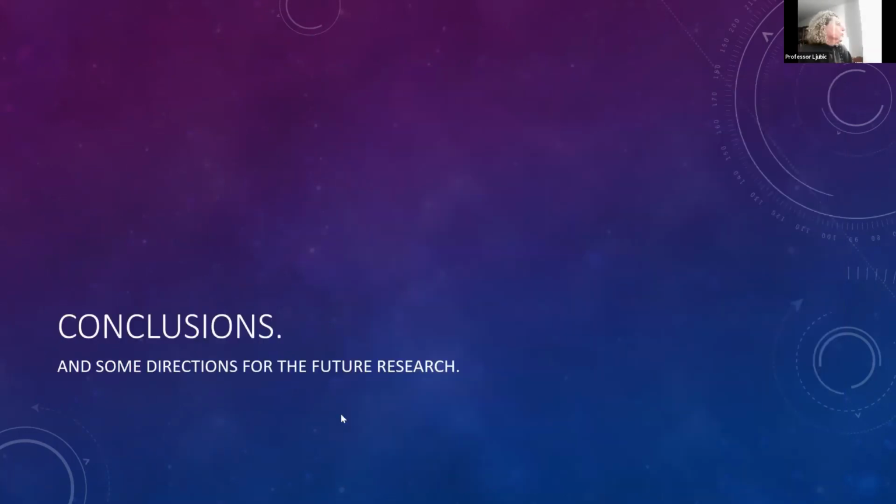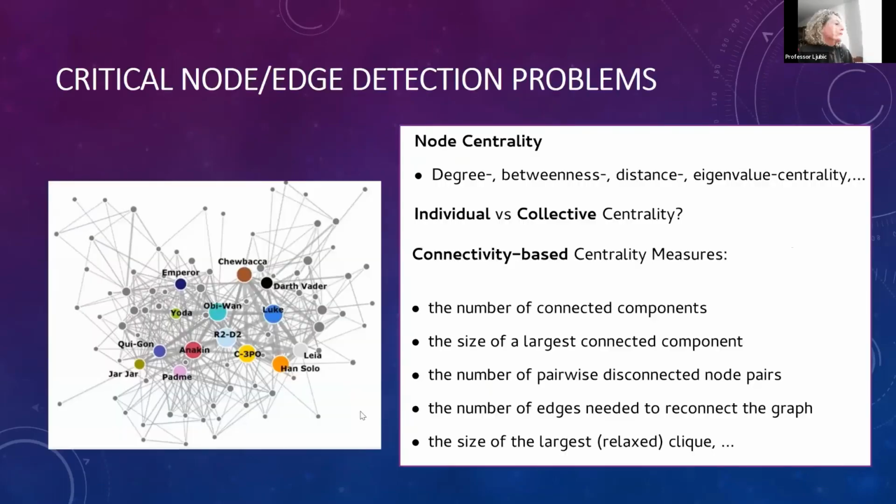So to conclude, what are the takeaway messages? First, I would like to generalize these ideas as follows. In many problems where we want to protect critical infrastructure, we are looking into some centrality properties of the nodes or the edges.